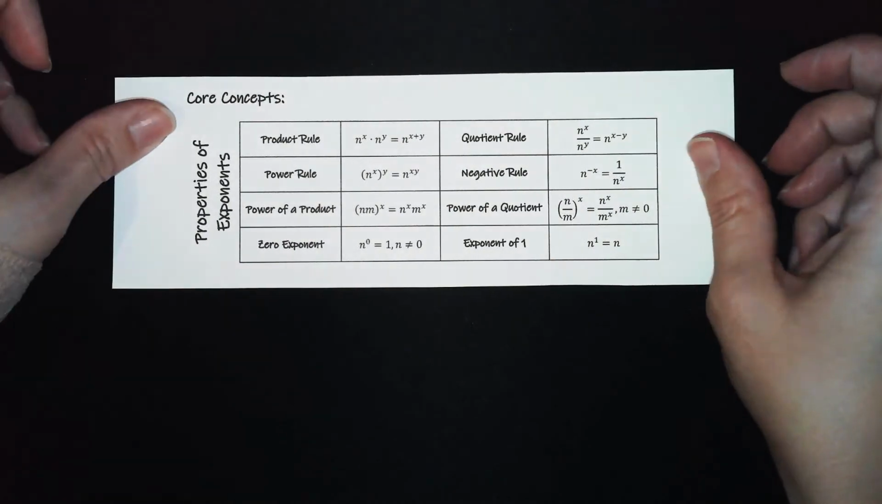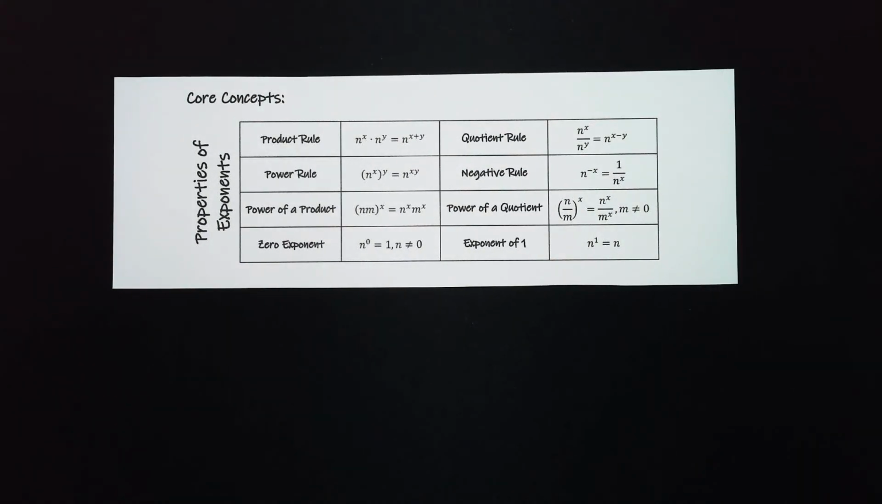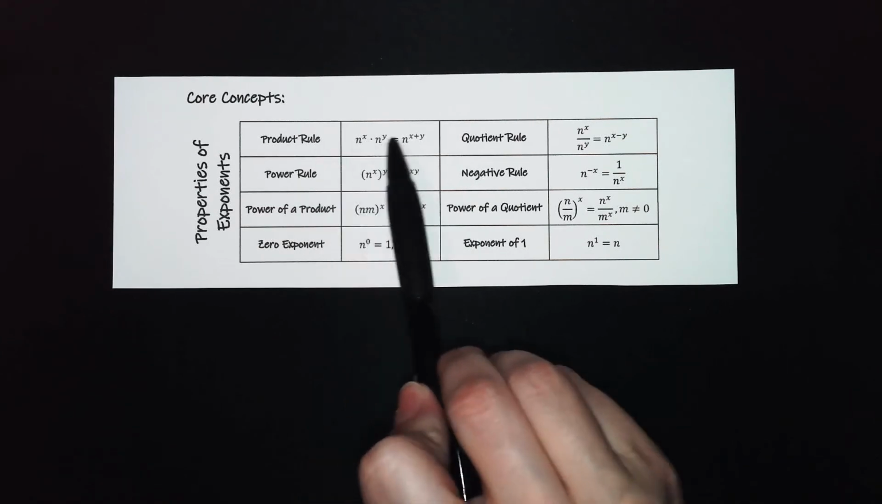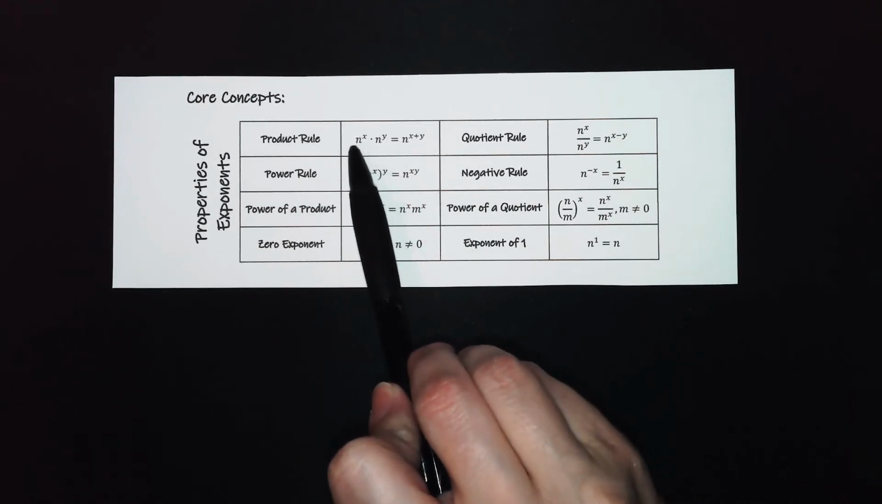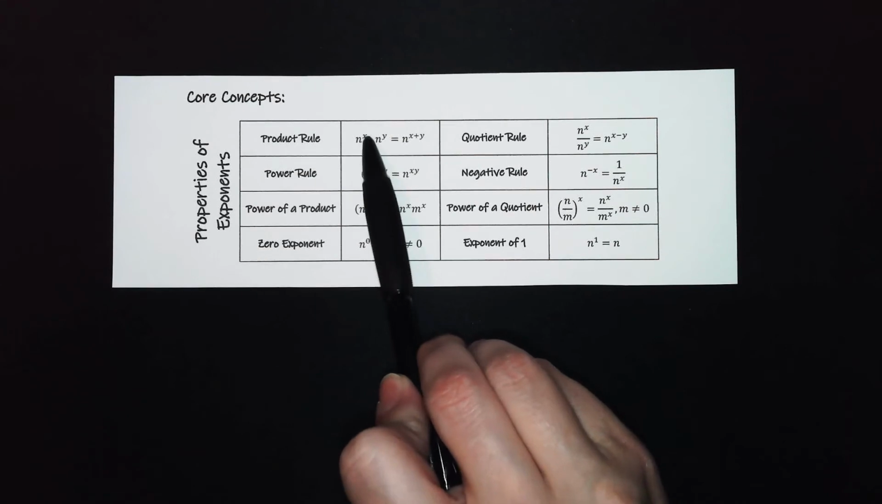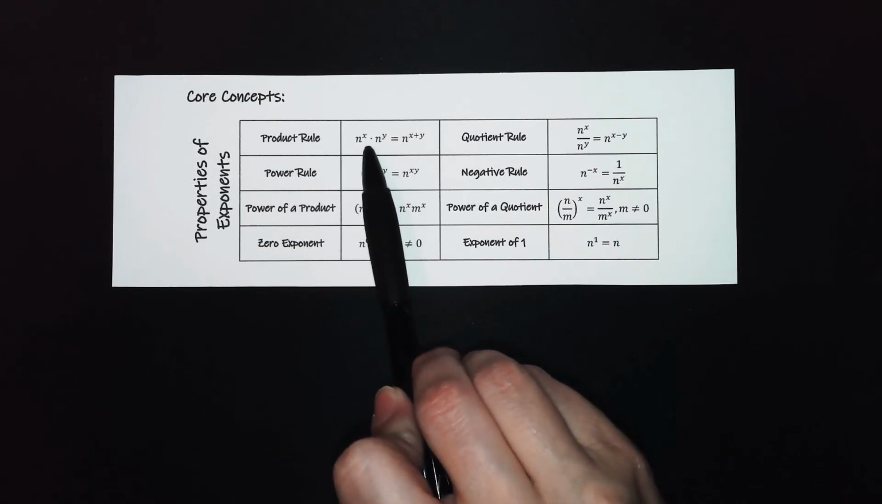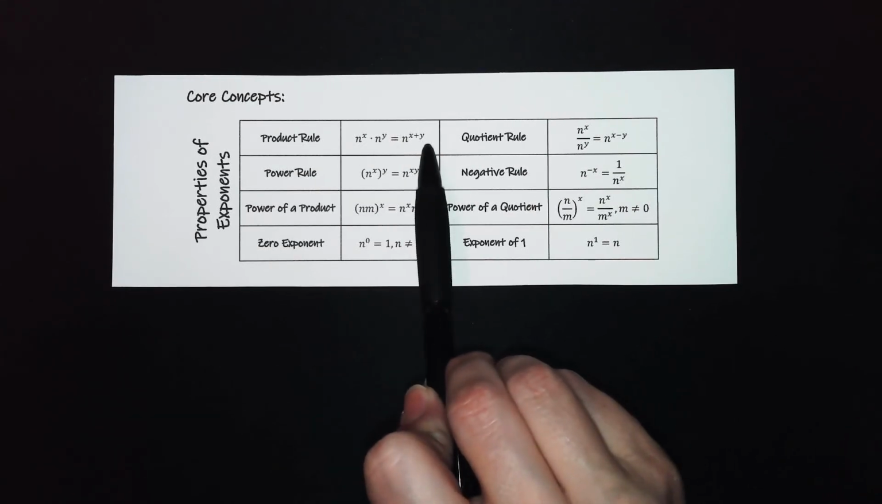So the first thing we're going to need to look at for our core concepts here are our properties of exponents. So we have 8 different rules to follow. We have a product rule, which is when the bases are the same but to different powers, and the bases are multiplied together. We add the powers. Okay?